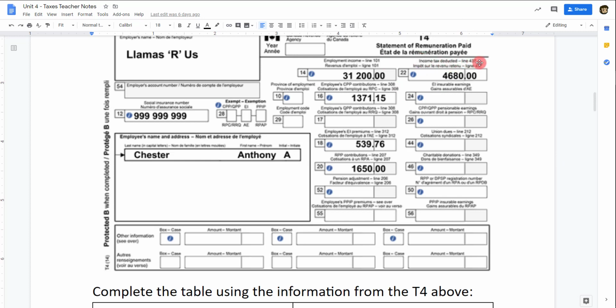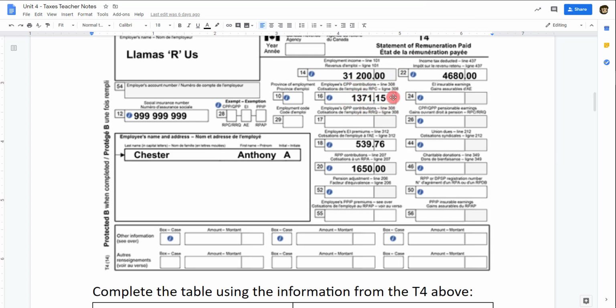Income tax deducted, and this would be box 22, and you would put it on line 437 on your T1 form. This is the amount. $4,680 was deducted from his total income.